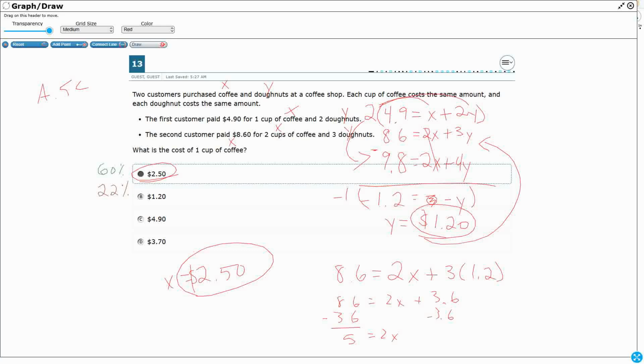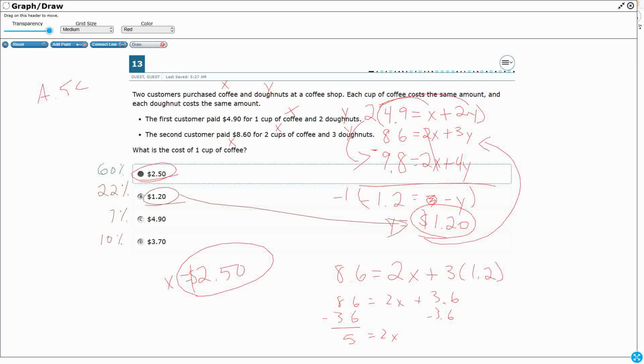Now, here's the sad thing. 22% chose B. I don't even have to tell you, but I will. You know where B comes from. They did all the work. They did the calculation. They set up the equations. They subtracted the equations. They isolated the variable. And they chose not the coffee, but they chose the donuts.